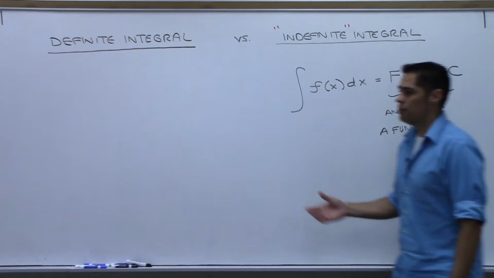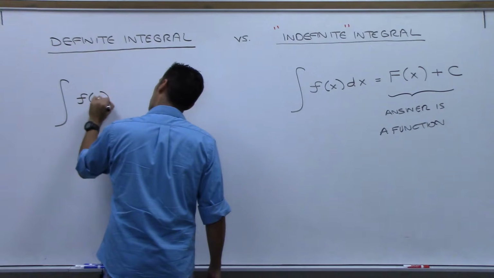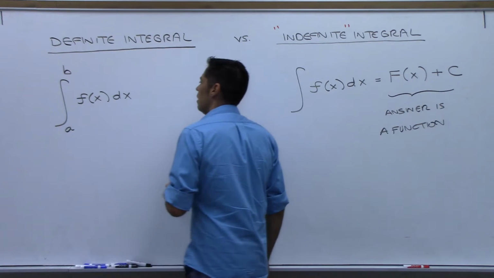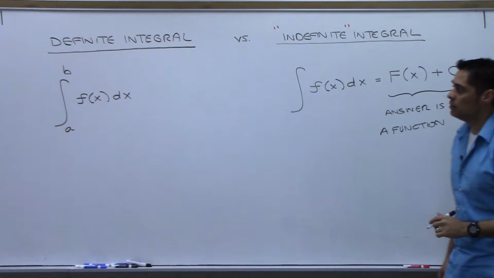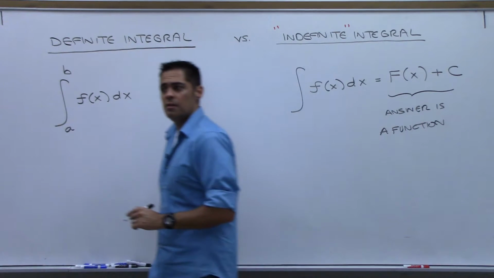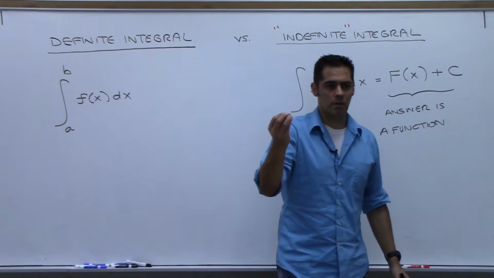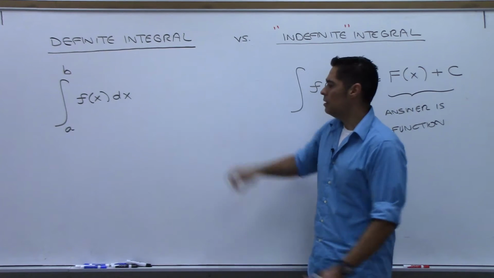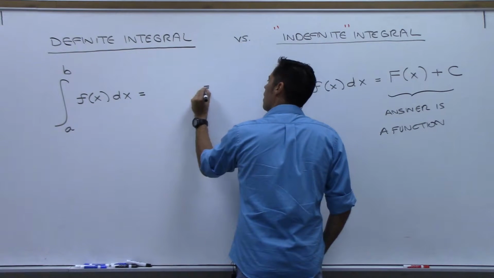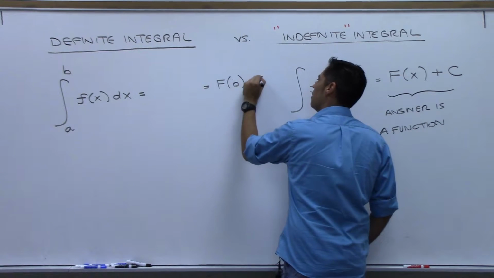Now, we compare that to what's called a definite integral, which is the same symbol, but now we're throwing these numbers on here. So we're going to call this a, and we're going to call this b. Here, a and b are numbers. And this is also going to give us some answer, but it's not going to be a function. It's actually going to be a number. So this will be a numerical answer. And so I will write here equals, and I'm going to leave a space intentionally. And I'll put capital F of b minus capital F of a.